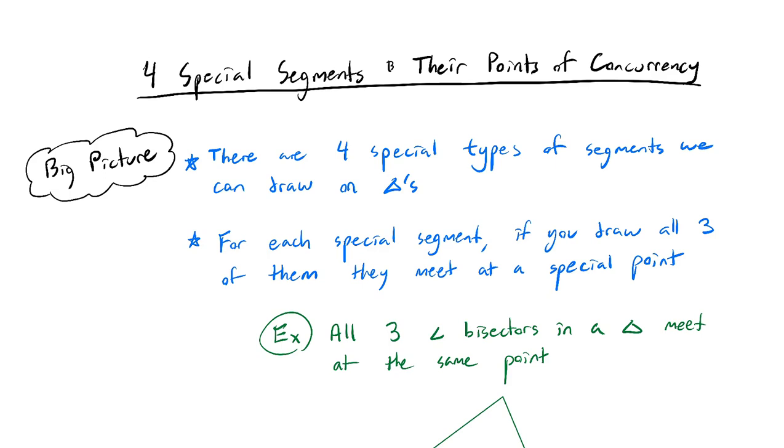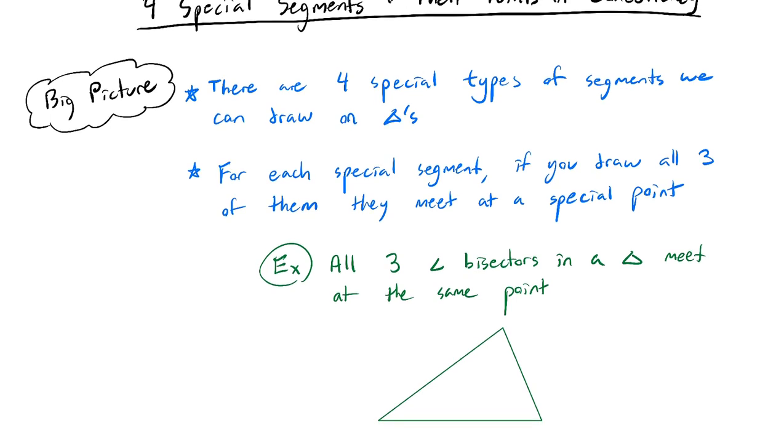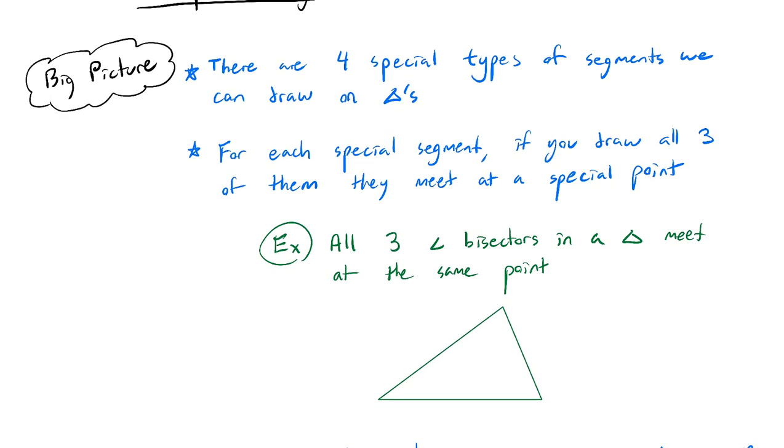Okay, you guys, this is a kind of large section, and yet it's actually one of my least favorite sections. So it's a lot of kind of memorization. We will use this a little bit. We're really just defining and exploring 4 different segments in triangles, and then their points of concurrency. For each of these 4 segments we're going to talk about, all 3 of their versions that we will draw in a single triangle will meet.